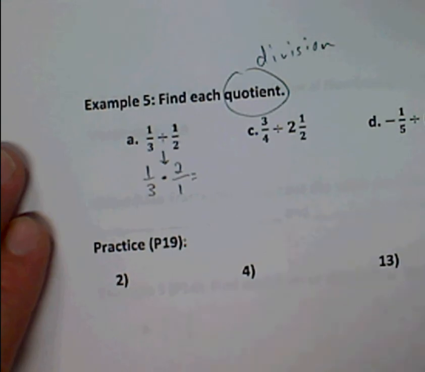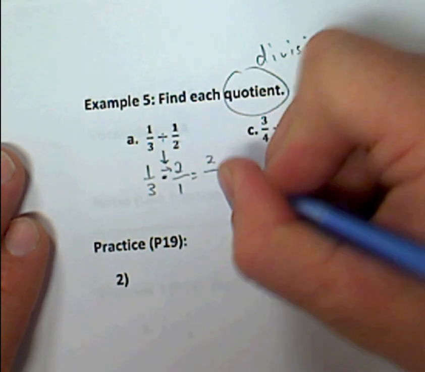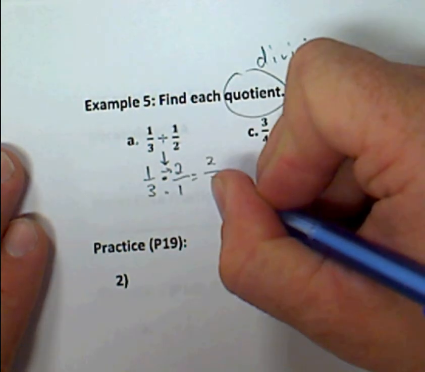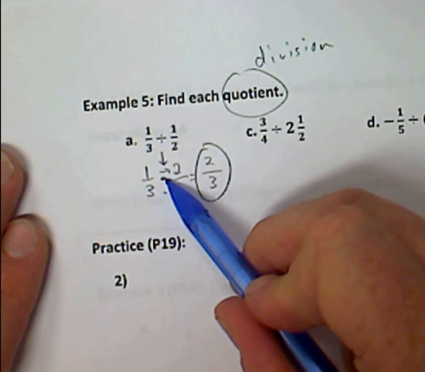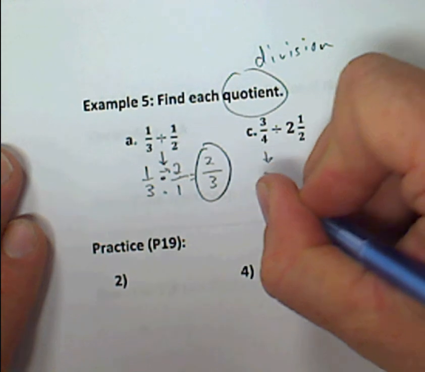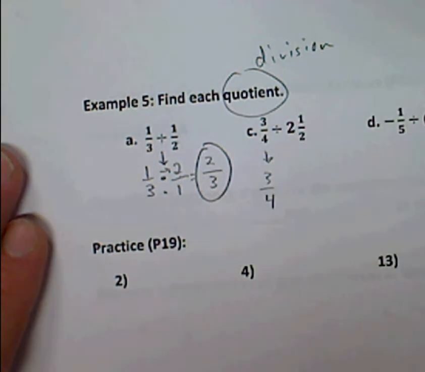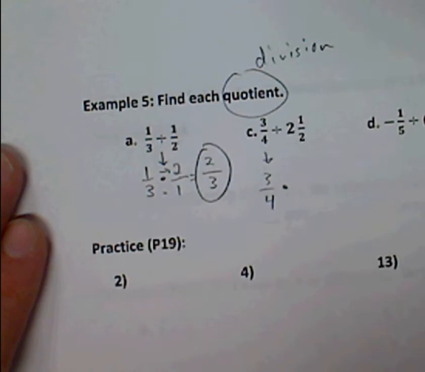Now this is multiplication. We multiply straight across. 1 times 2 is 2. 3 times 1 is 3. That is my answer. Keep, change, flip. Over here, keep 3/4. Division becomes multiplication. And then we check mark and we change our mixed number to an improper fraction.